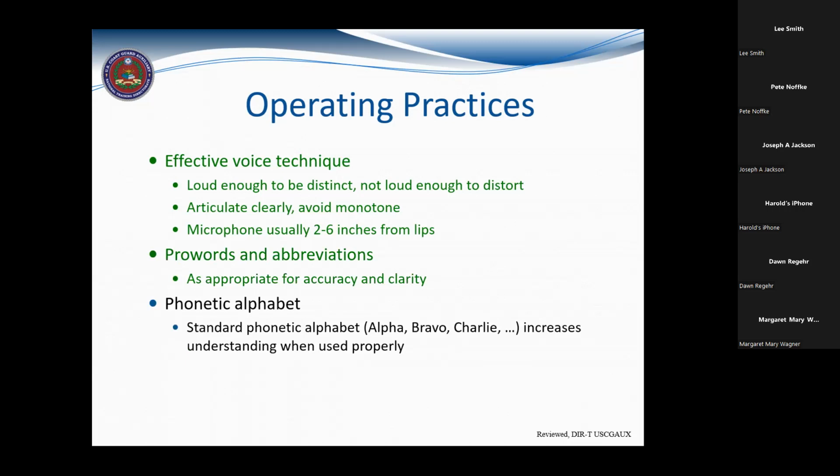Similarly, you should know the phonetic alphabet. There are a number of phonetic alphabets around. The military is using one specific one that you should know. This allows you to spell in an unambiguous way so that there is no question in what you mean when you need to clarify a spelling.